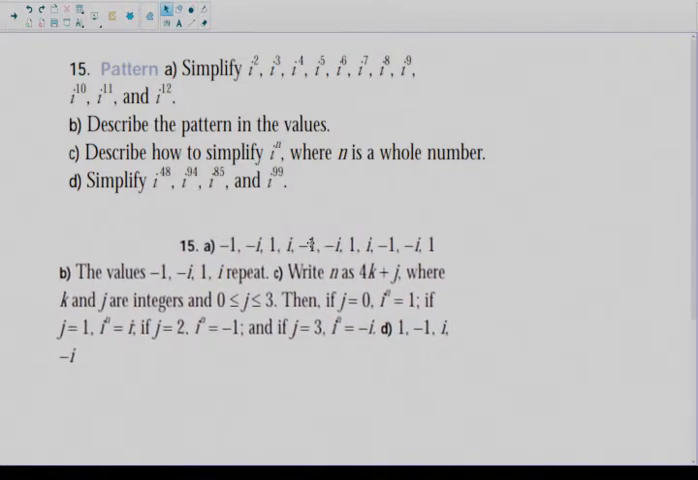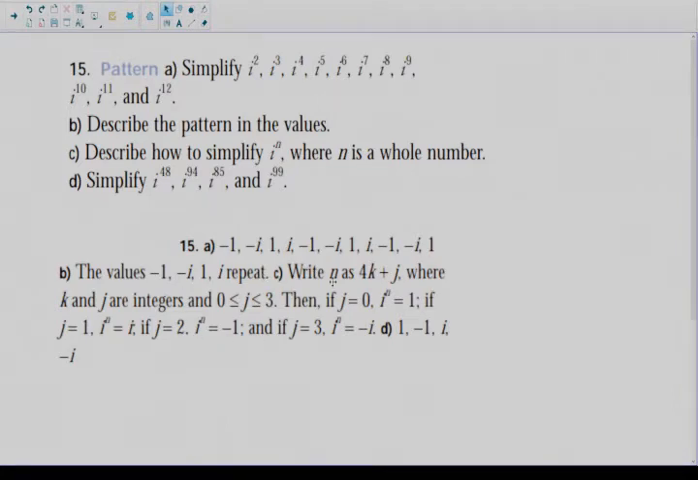I can understand why this would be quite difficult to decipher because the writing in the back of the book is very small. I was able to blow it up for the smartboard here. For question C, it says write n as 4k plus j, where k and j are integers and j is between 0 and 3. Then if j equals 0, i to the n equals 1, and so on. That is a very difficult answer to decipher as it's written there, so I decided to take it upon myself to figure out a way to make it easier for you to understand what is going on in that answer.